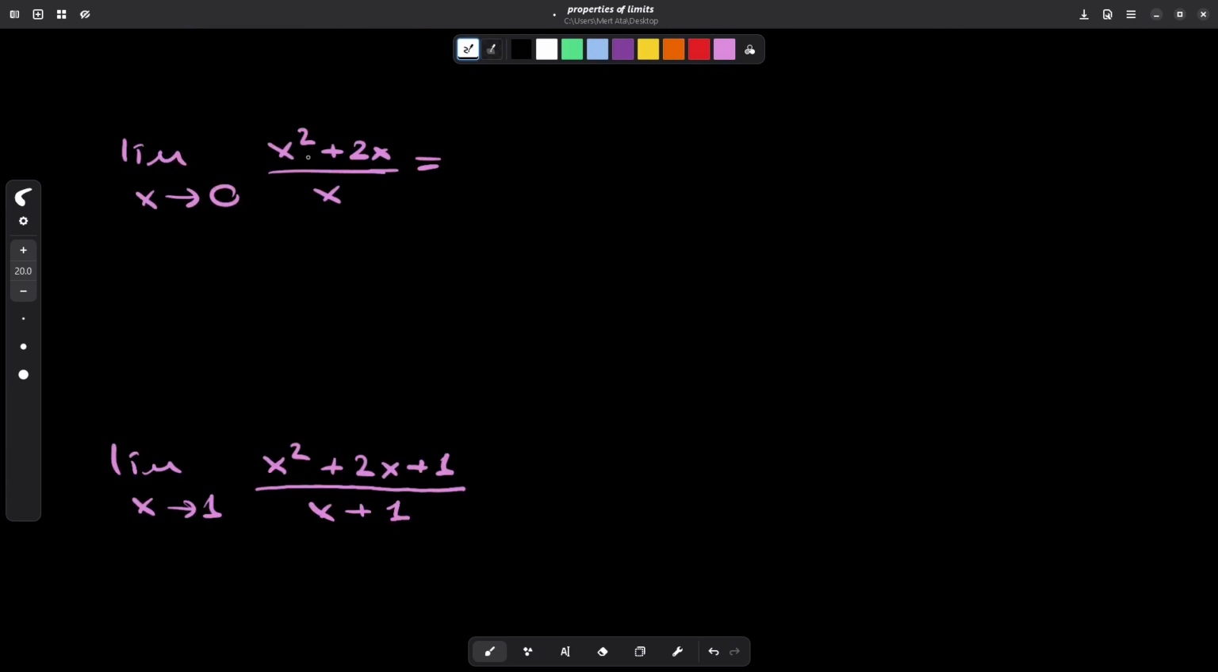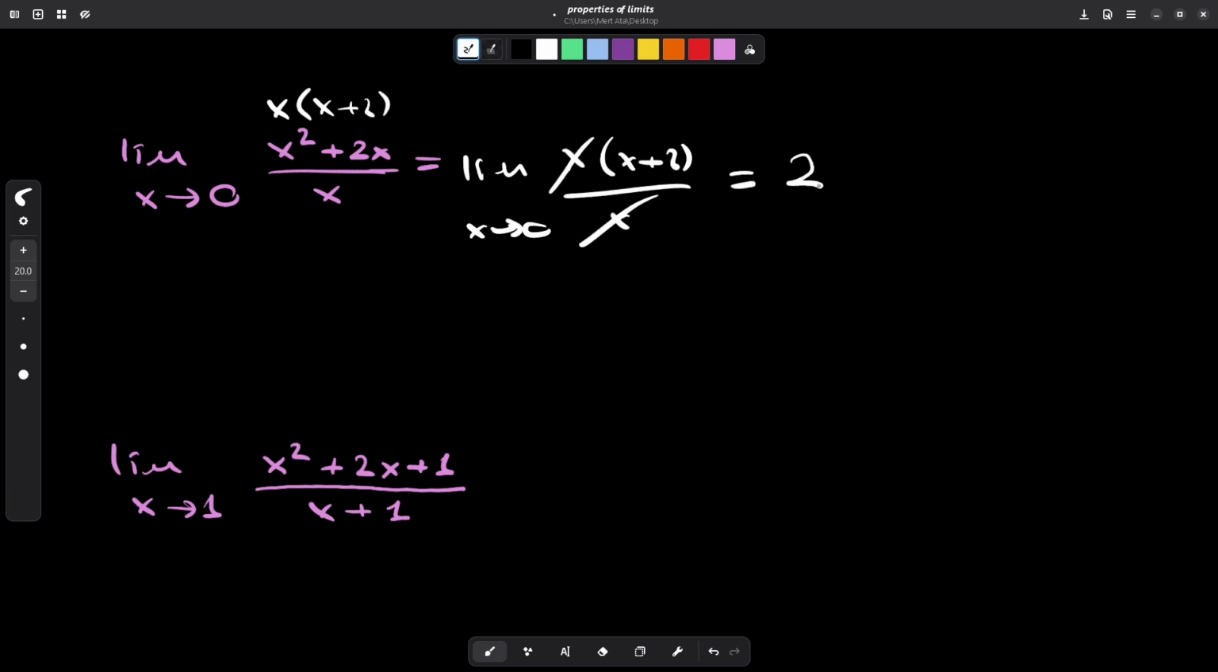Limit of x squared plus 2x over x as x approaches 0. If you try to plug it in, 0 plus 0 over 0, 0 over 0, indeterminate form again. What else can I do? My denominator is 0. If my denominator was not 0, I could have saved myself. I want to do something to my numerator so that the x's will cancel each other. If I take x out in parentheses, x plus 2, limit of x multiplied by x plus 2 over x as x approaches 0. Now I can cancel the x's out, plug the 0 in, and my answer is 2.